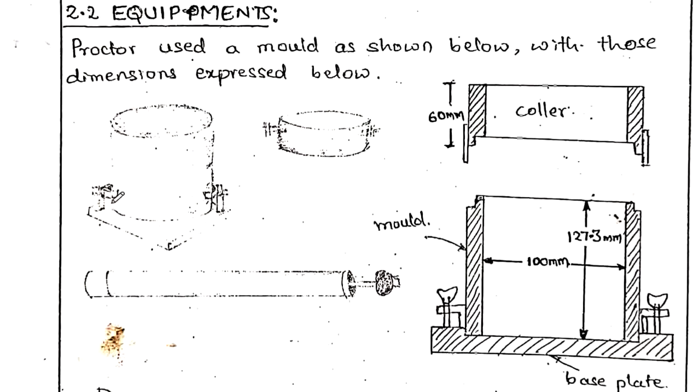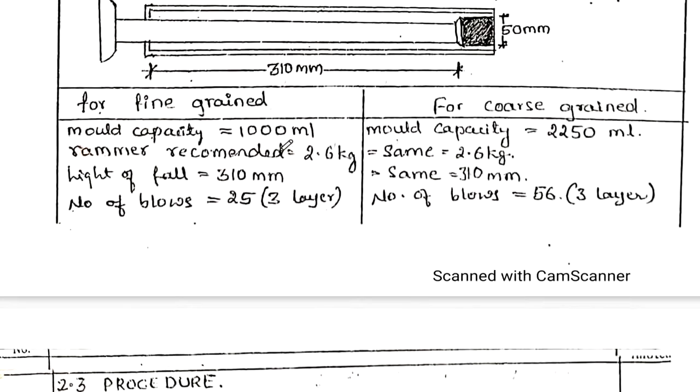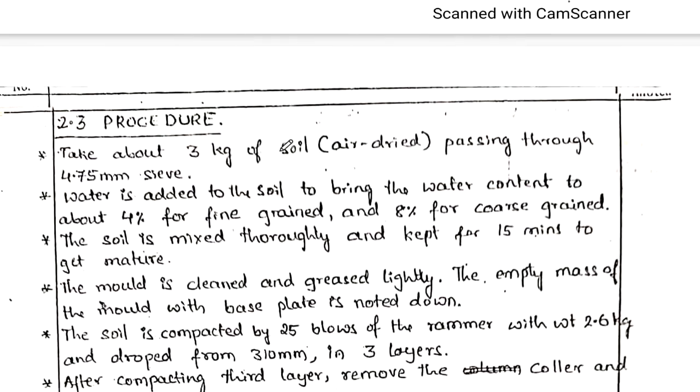These are the equipments. This is the mold, and this is the collar. The dimensions of the mold and the collar are given here. This is the hammer. The height of drop will be 10 mm and the diameter will be 50 mm. Now you can see the procedure here.